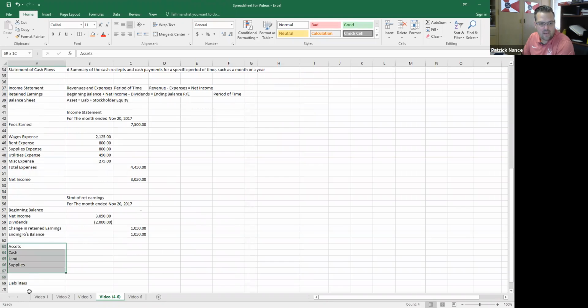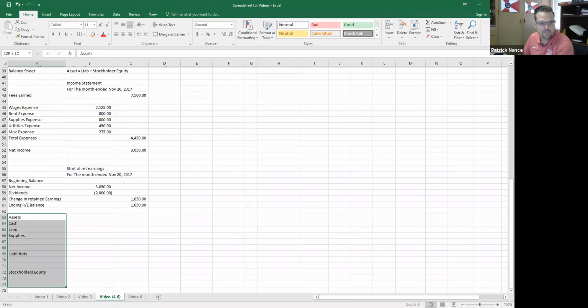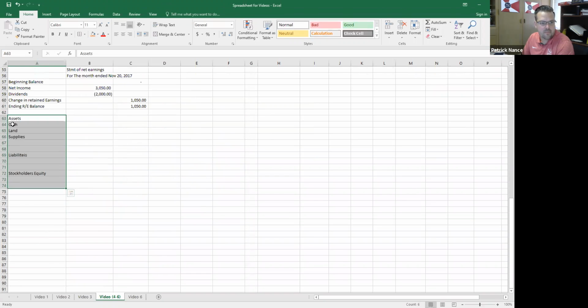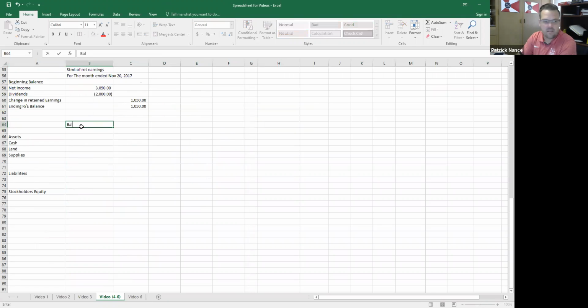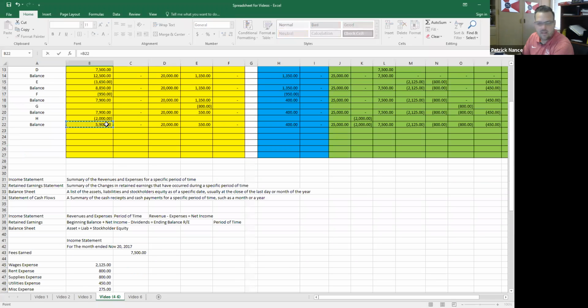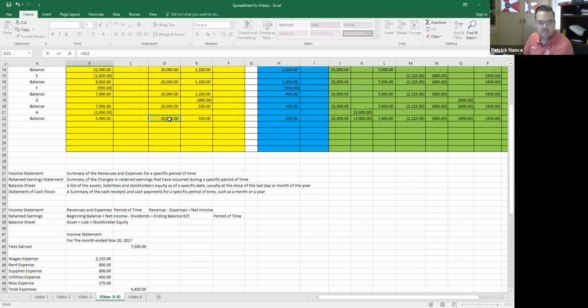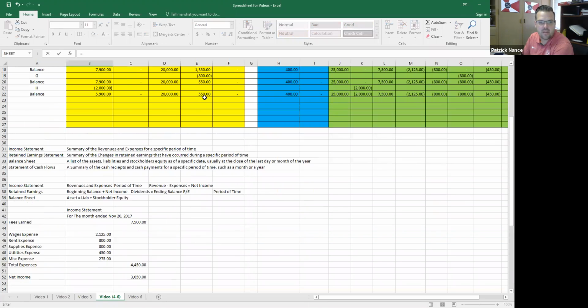Notice in this one, by the way, let me move this down a little bit to make this easier. This is the balance sheet. The balance sheet would not be for the month ended, it would just be the date itself because it is a snapshot of a single point in time. So this would just be November 30th, 2017. Not for the month ended, but just a single date. So my assets, and again, I use the ending balances because it's the end of the month. There's my cash balance, there's my land balance, and there's my supplies balance.